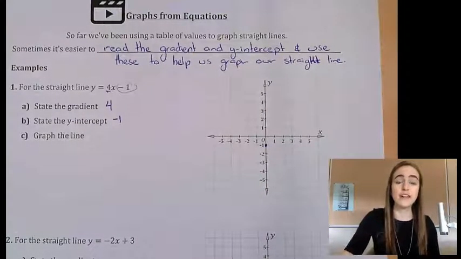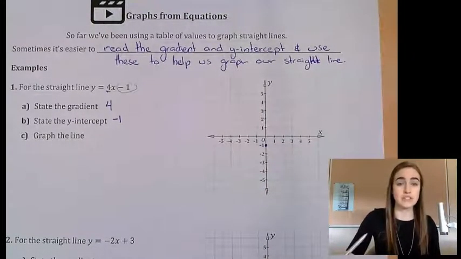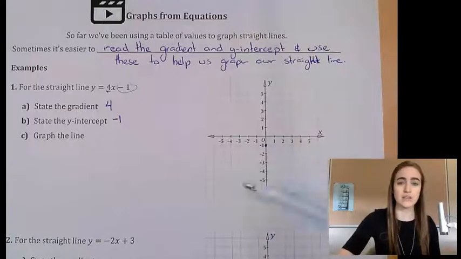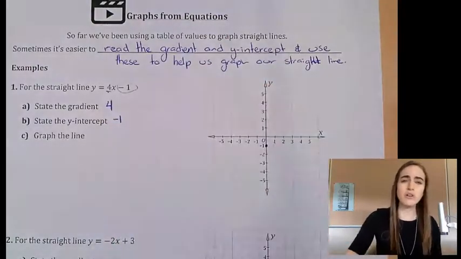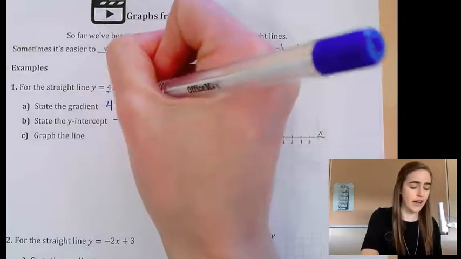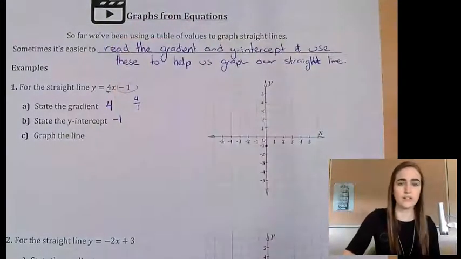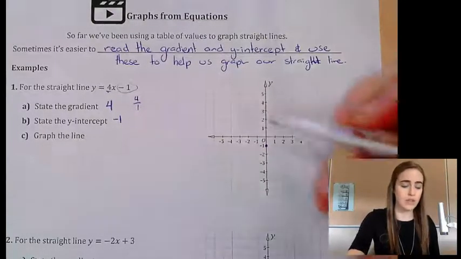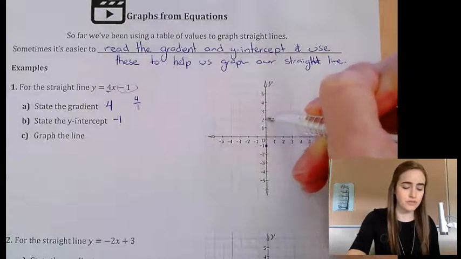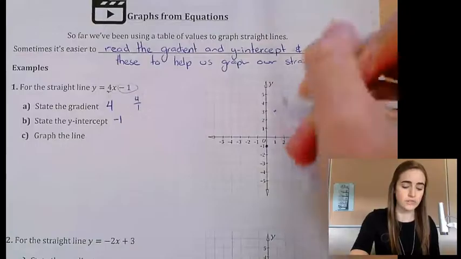We also know that our gradient is 4, so that means it's a positive gradient for starters, so it's going to come up this direction somewhere. And a gradient of 4, if we wrote 4 as a fraction, it would be written as 4 over 1. So that means we've got a rise of 4 and a run of 1. So we can go up 4 units and across 1 unit.